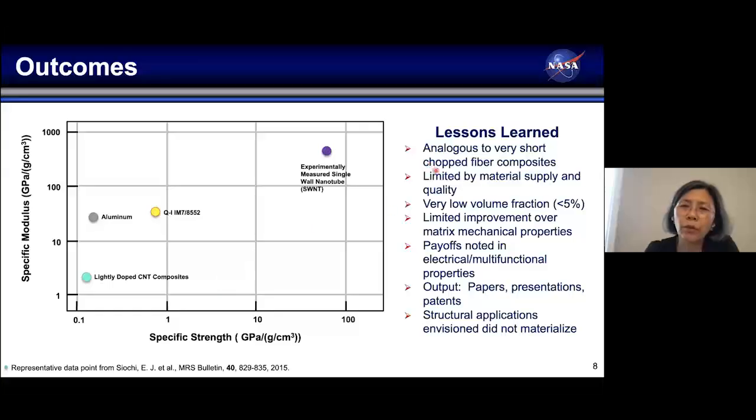What we learned was these materials were very analogous to short chop fiber composites. At that time, material supply was limited, and also the quality was not consistent. And because we're mixing powder with effectively what is like glue, you can get very low volume fraction doping, because when you try to put more than 5% of these nanotubes into the matrix, the viscosity of the whole slurry will go up and it's very hard to process. And realistically, there is limited improvement in the mechanical properties of the matrix. However, the payoffs are noted in electrical properties.